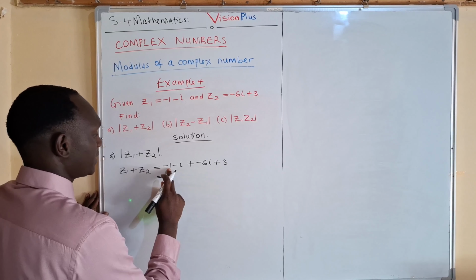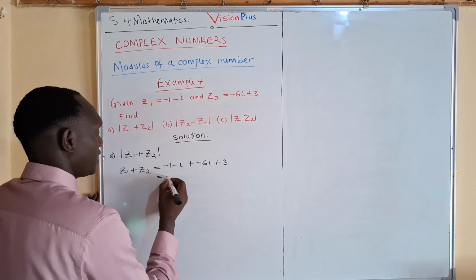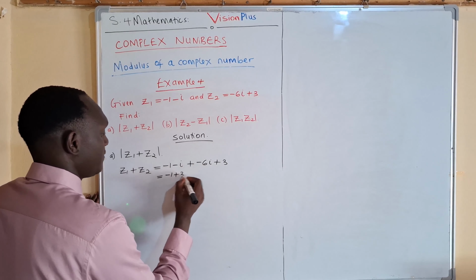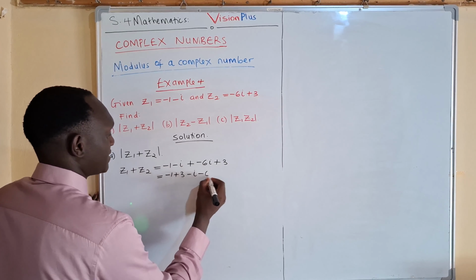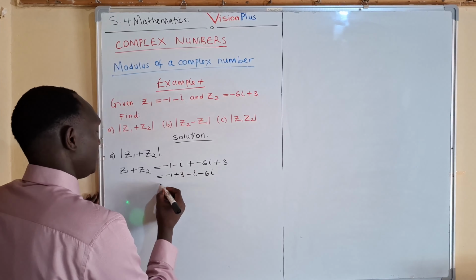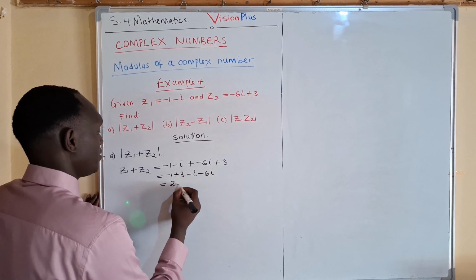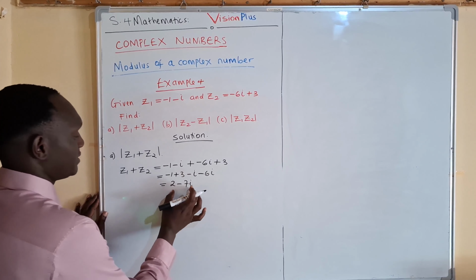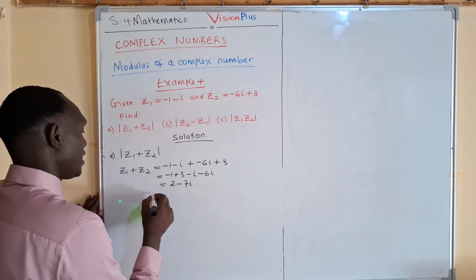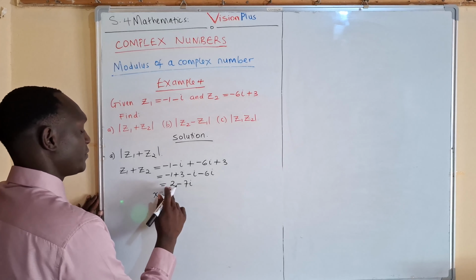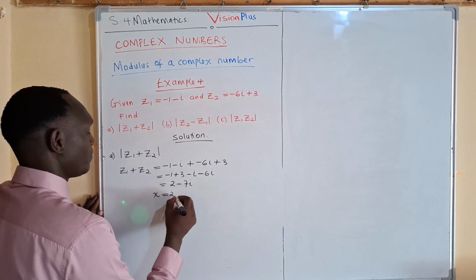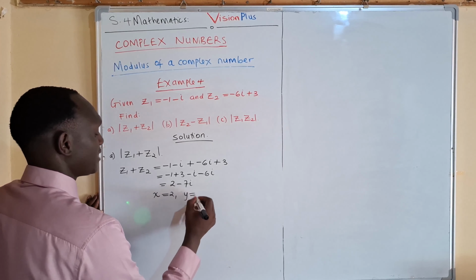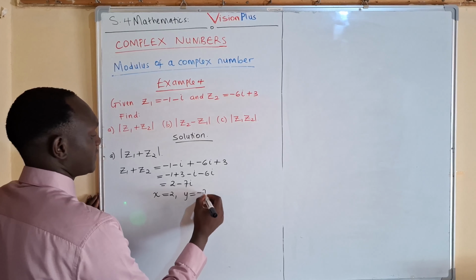Whichever you collect first, there's no problem. Let me start with the real part. We have negative 1 and positive 3. Negative 1 plus 3, minus I minus 6I. Negative 1 plus 3 is 2, minus 7I. This is the summation of Z1 plus Z2. Now what is X? X is the real part which does not contain I, which is 2. Y is the imaginary part coefficient, which is negative 7.